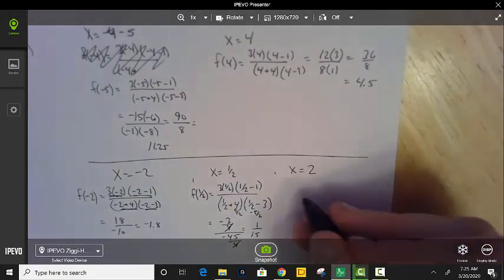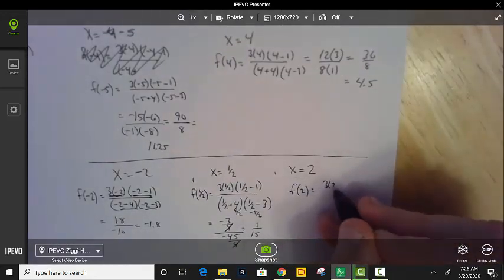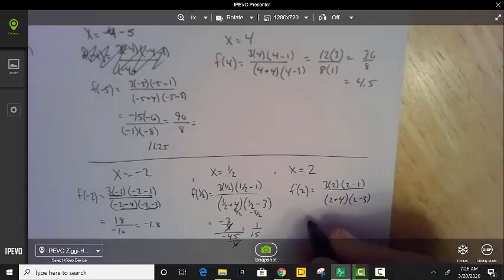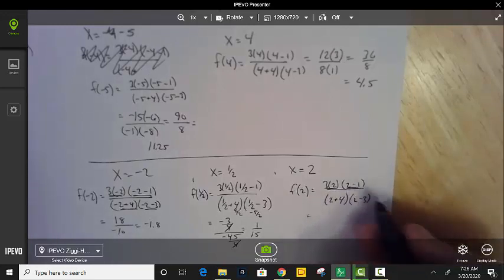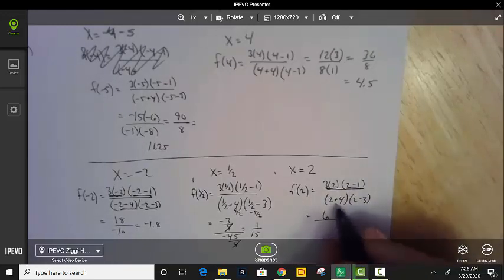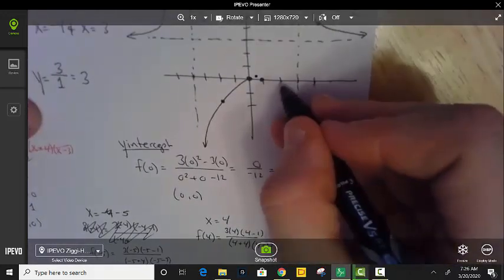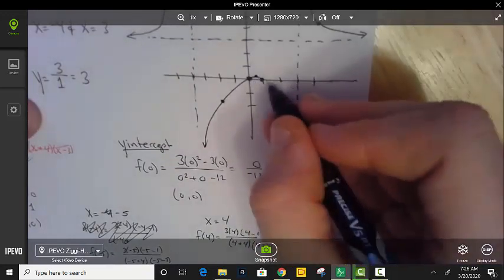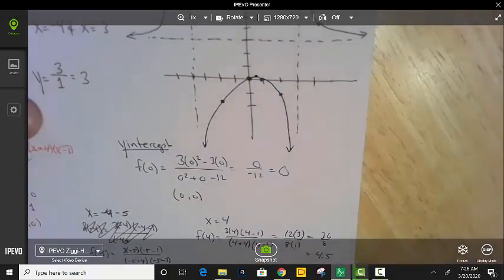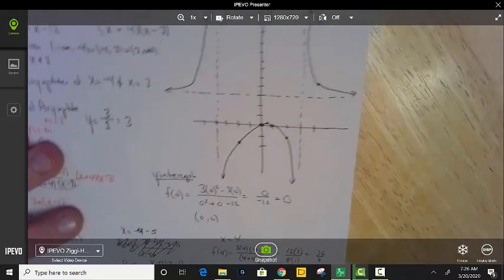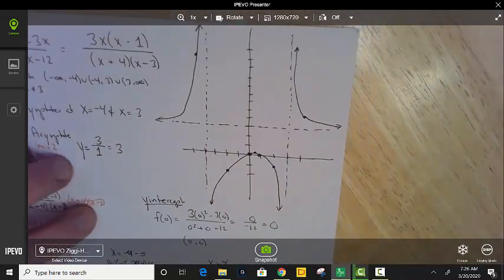And then the last one we're going to do is 2. 3 times 2, 2 minus 1, 2 plus 4, 2 minus 3. So on the top we got 3 times 2 is 6, 2 minus 1 is 1, 6 times 1 is 6. On the bottom, 2 plus 4 is 6. 2 minus 3 is -1. That multiplies to make -6, which makes -1. And so we're going to come here and plot 2, -1. And so we see that the logical connection of all these is something like this. So then our final graph somewhat looks like what I have drawn here, guys.